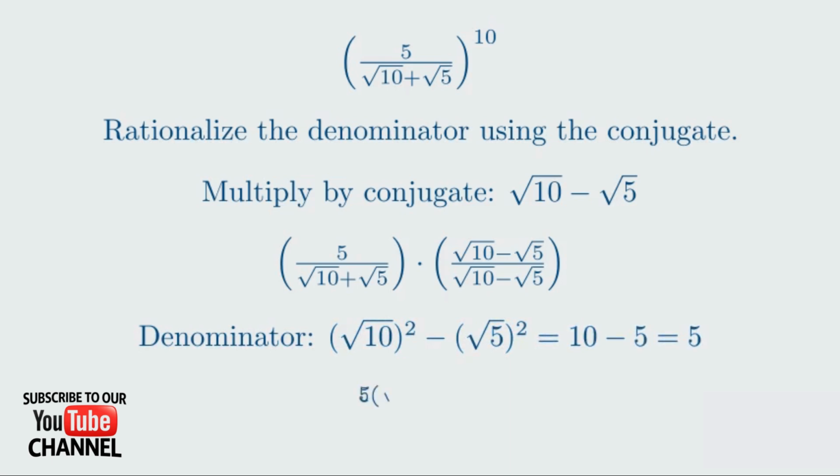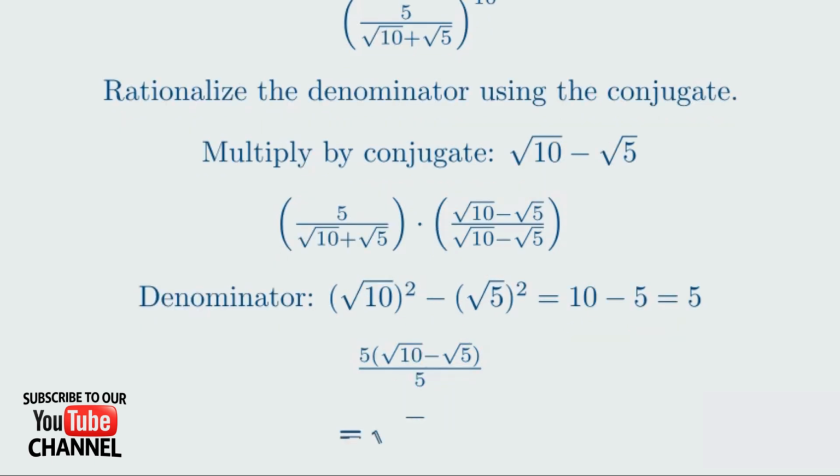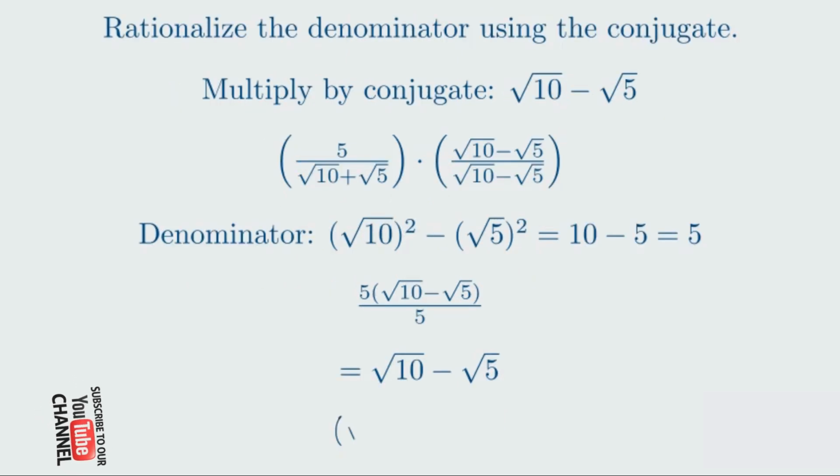So now our fraction is 5 times the conjugate in the numerator, all over 5. Notice the 5 in the numerator and the 5 in the denominator cancel out. This leaves us with a very clean result, square root of 10 minus square root of 5. Now, we put this simplified fraction back into our original expression. The entire expression is now just this difference, square root of 10 minus square root of 5, raised to the 10th power. So far, so good.